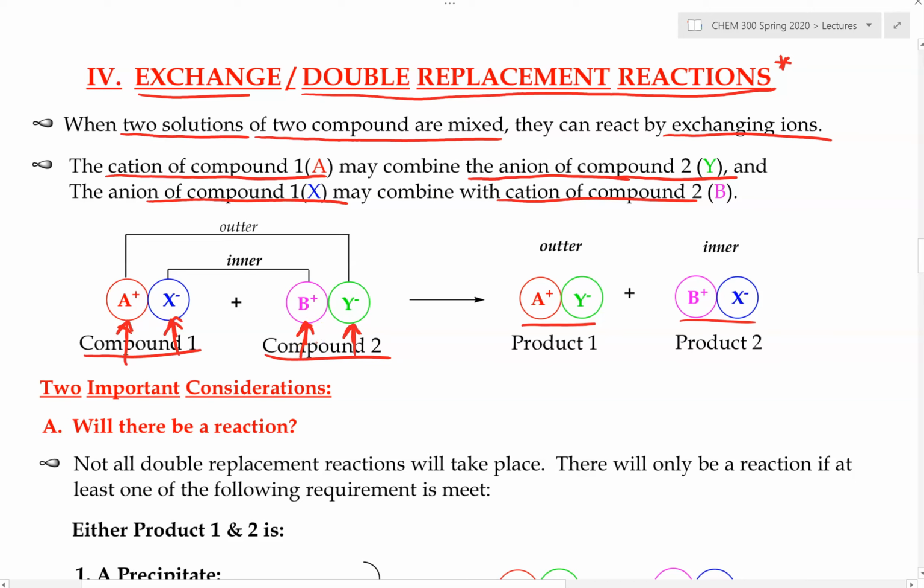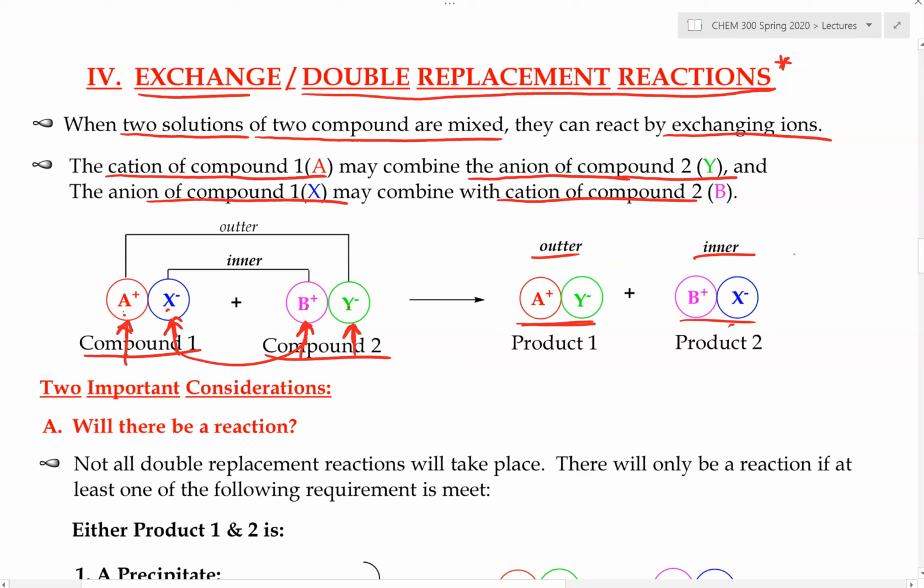We can also refer to this as inner and outer to make sure that you can see this easily. Inner means the following: the two things on the inner part combine together to form the BX product. And now the outer refers to the combination of A and Y to form this AY product right here. So this is the outer product and this would then be the inner product.